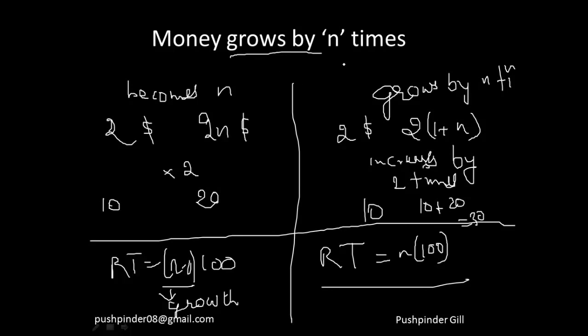And if money grows by n times, R into T is (n minus 1) times 100. So that's how you would solve this question. Whichever value is given to you, you just substitute it and you'll get the answer.